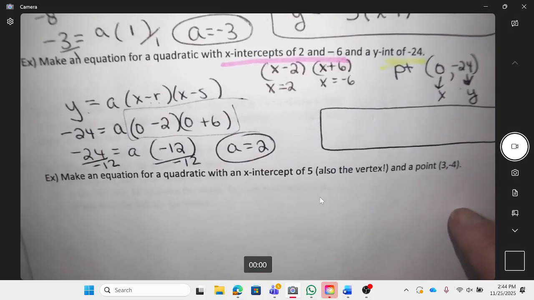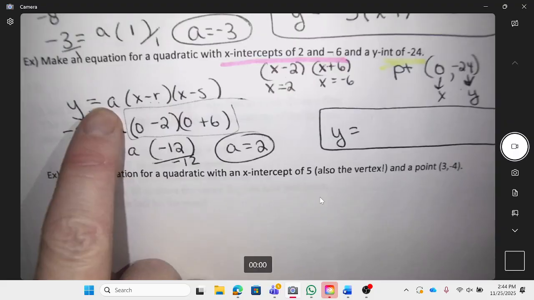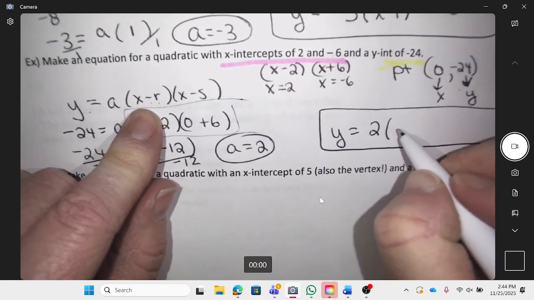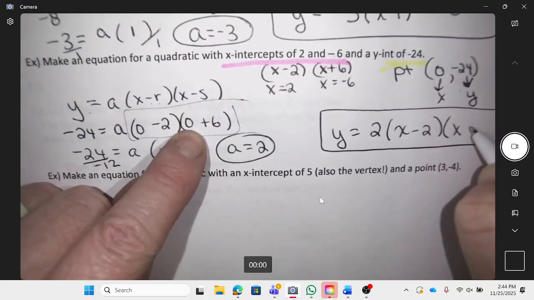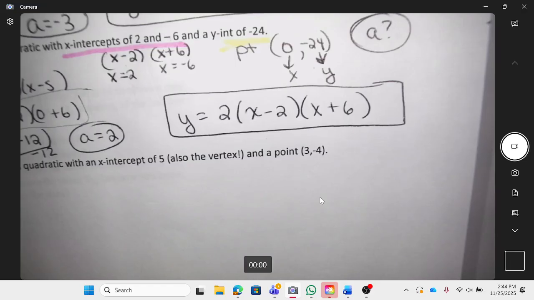Okay, how do we type into our calculator? What's the equation we want to type into our calculator? Y equals, now we have the A, so we're going to go 2. What do we always need to leave? X minus 2, leave X plus 6. So every time we finalize our equation, we're going to put everything in there except for we always leave X and Y open when we type in our equations. Okay, give me that type. Go ahead. Get it into your calculator. Push Y equals. Put that in there.